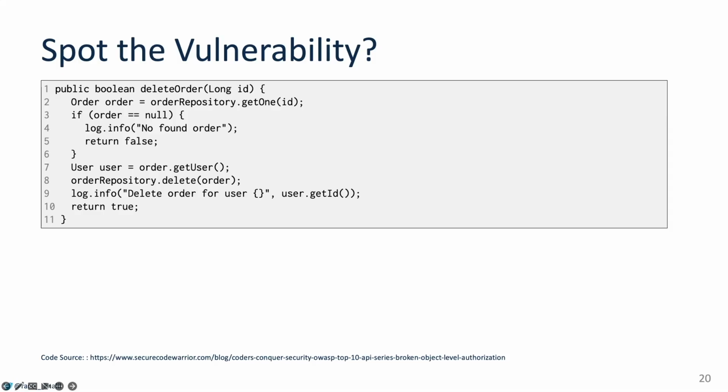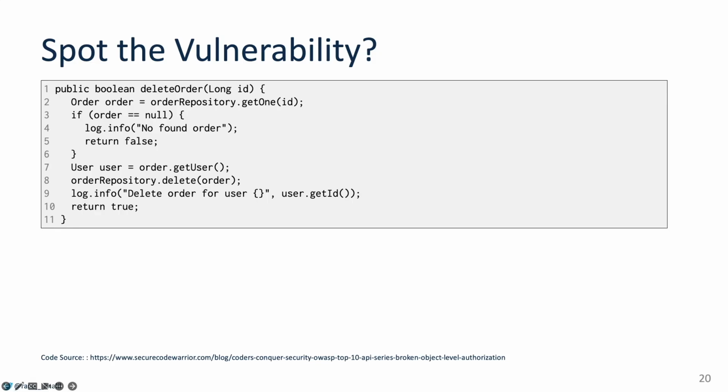So you could see over here, we've got a function called delete order. It takes in a parameter called ID, which is coming from the client side. If that ID is none, it says that the order is not found, so that's on lines 3 to 5. If it's not null, it gets the user that made that order, and then in line number 8, it deletes that order. Line number 9 just logs that the order was deleted for user ID so and so.